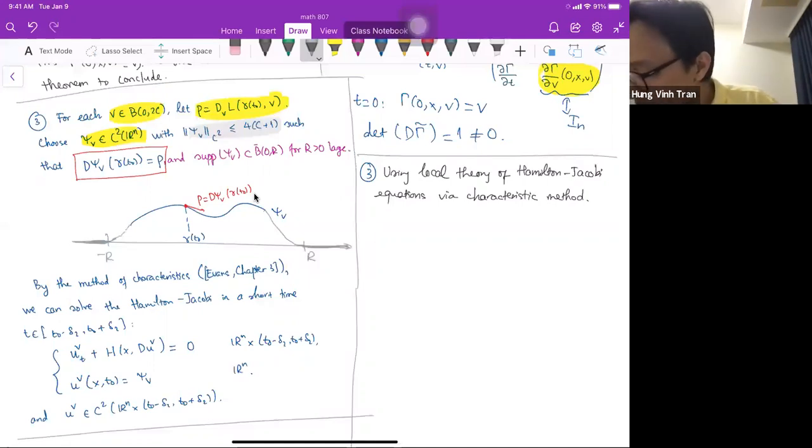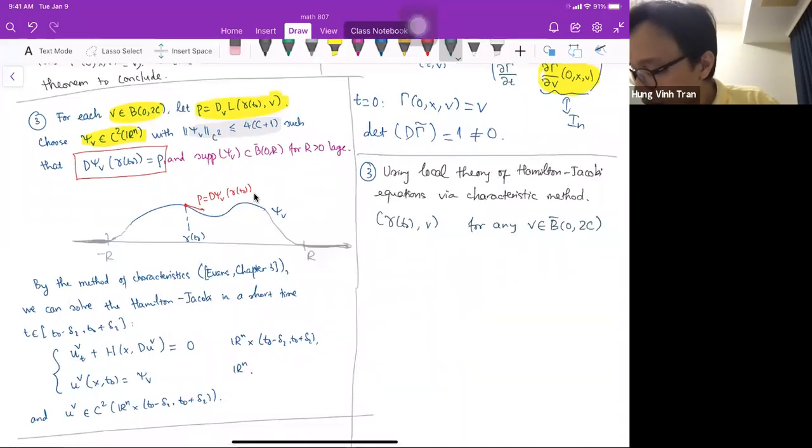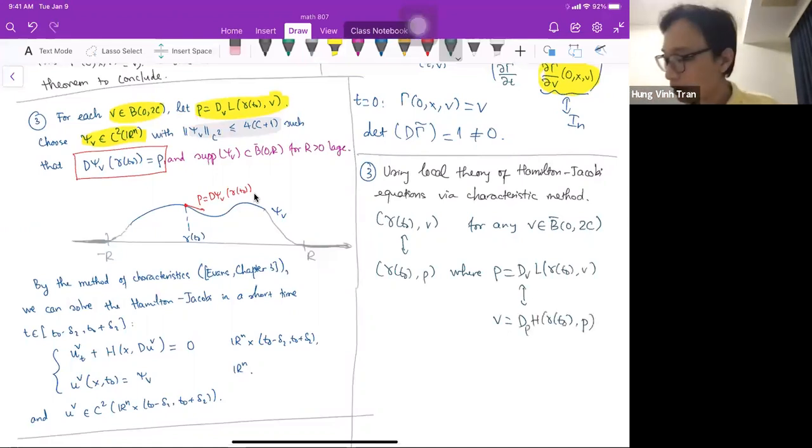Maybe let me record it here. We have the point gamma(t_0) and any velocity v in the ball of center 0 and radius 2c. For such v, we correspond it to gamma(t_0), p, where p is the dual of v, so p is D_vL of gamma(t_0), v. Remember that this corresponds to v equals D_pH of gamma(t_0), p. So it's just a dual, okay? So that's that.